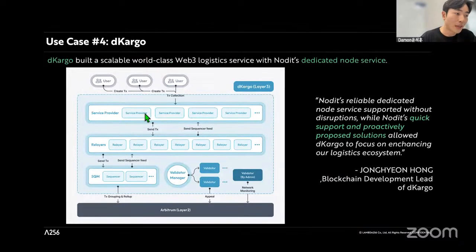And Cargo is a Web3 logistics project aiming to modernize supply chains using blockchain. They built their services on Nodit's dedicated node infrastructure, which gave them both stability and scalability for handling real-time logistics data.